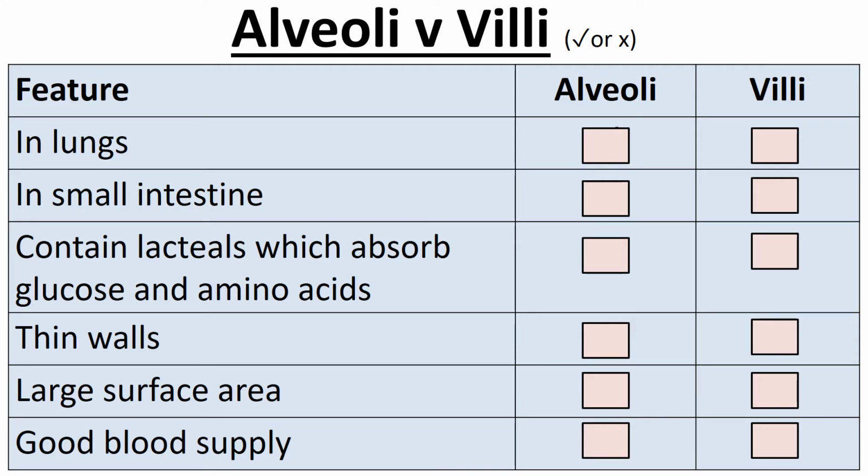So here's something I'd like to do. So draw this table, and this just gives you a comparison of alveoli and villi. So draw this table and tick or cross this in each box. Press pause and do that.